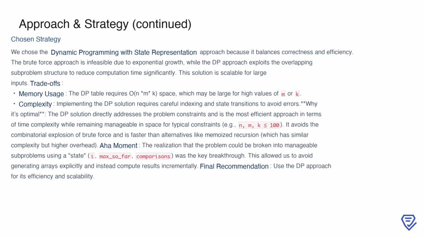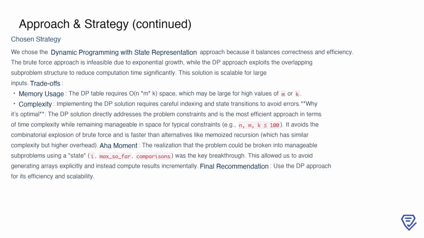We ultimately chose the dynamic programming approach because it offers the best balance between correctness and efficiency. The brute force method is computationally prohibitive due to its exponential growth, while the DP approach takes advantage of the problem's overlapping subproblem structure to reduce runtime significantly. Of course, there are trade-offs. The DP table requires space proportional to n*m*k, which can be substantial for very large inputs, and implementing the solution involves careful handling of state transitions to avoid errors. However, this approach is optimal within the given constraints.